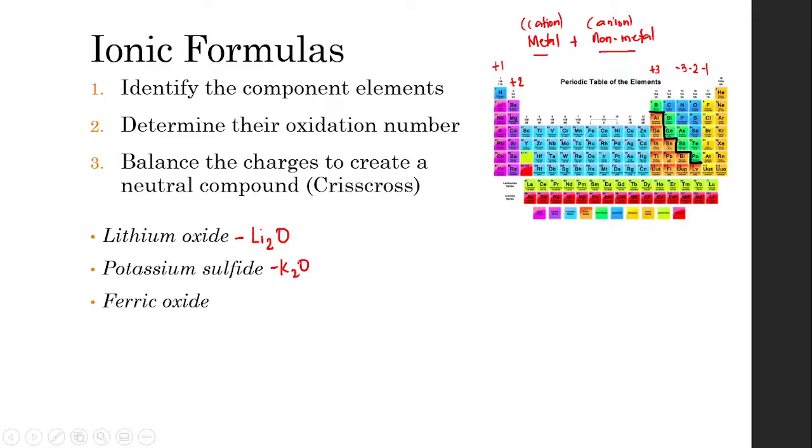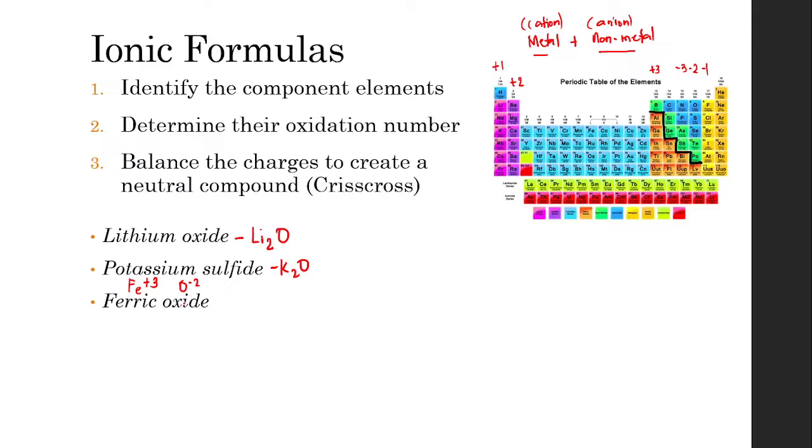Next, we have ferric oxide. Ferric oxide is a transition metal. If you look at the table in your module, you would know that ferric, from -ic, means you need to choose the higher oxidation number, and the higher oxidation number for iron is +3. And then you would have oxide again, which is -2.